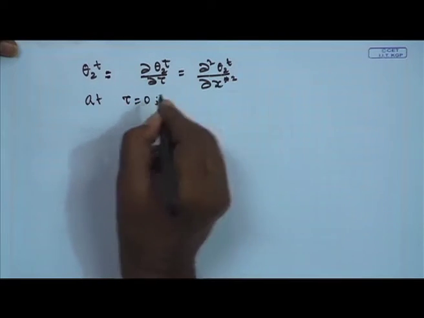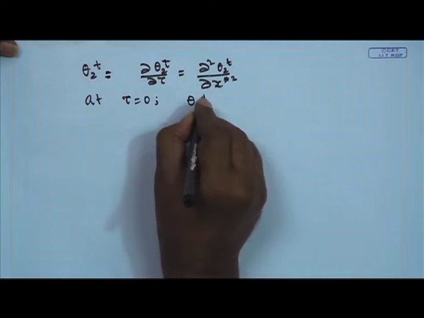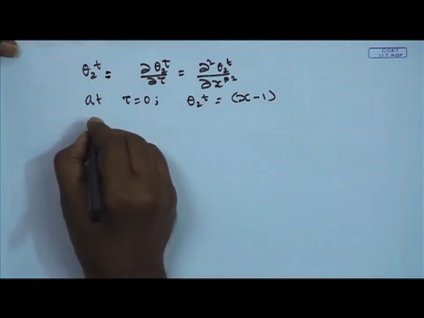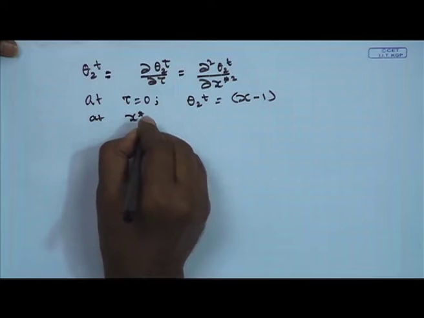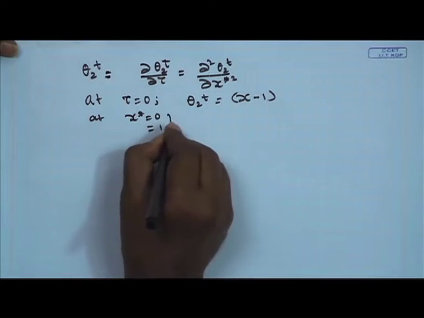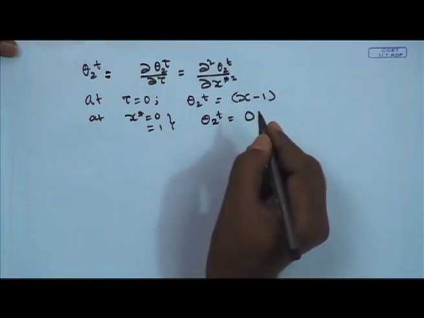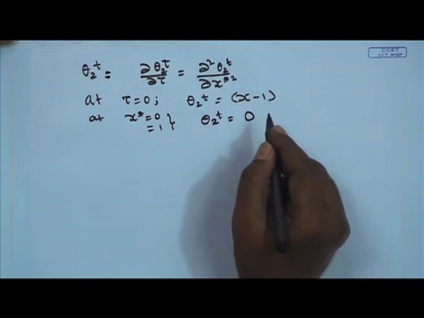At tau equal to 0, we have theta 2t is equal to x minus 1, and at x star equal to 0 and 1, we have theta 2t equal to 0. Again we have solved this problem, we have looked into this problem earlier. If you remember, again this is a problem of parabolic partial differential equation, a well posed problem of the first kind, where we had the Dirichlet boundary conditions.